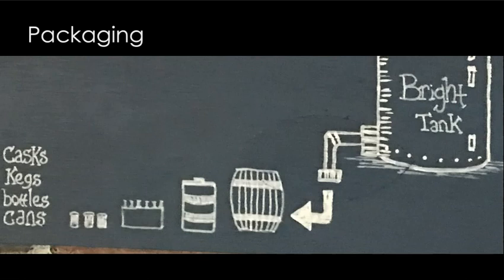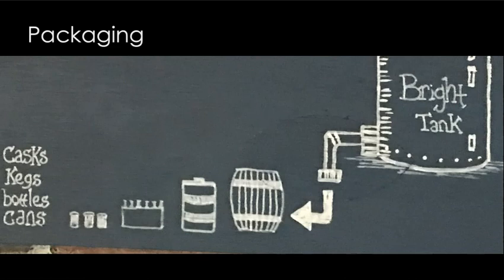Some beers actually use not only carbon dioxide, but also nitrogen in the gas mixture that they want to dissolve into the beer. And the reason they want to do that is because it would make a more stable foam layer in your beer. After packaging, the only thing between you and your glass of beer is serving it.